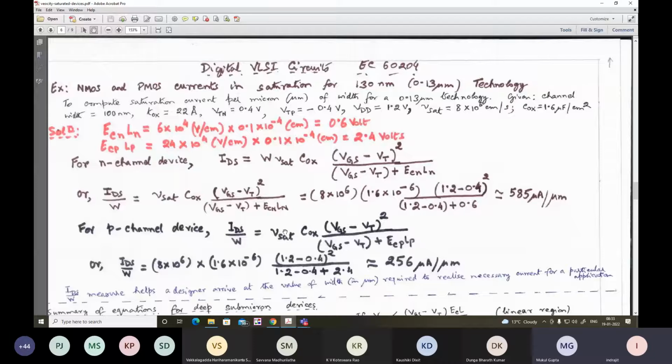Next, for the sake of comparing the NMOS and PMOS current in saturation for another process node, namely 130 nanometer. Here, however, we take the 2 lambda value, that means the channel length and the feature size for 1x device, to be 0.1 micrometer rather than 0.13 micrometer.